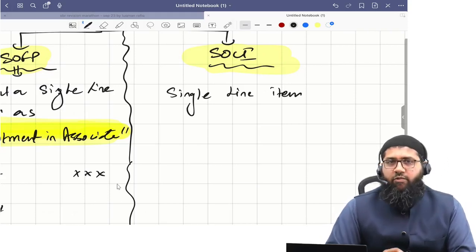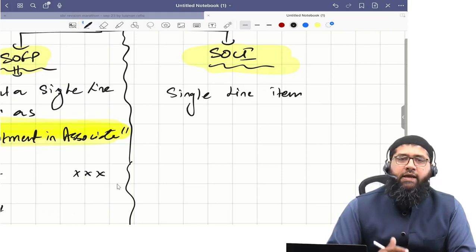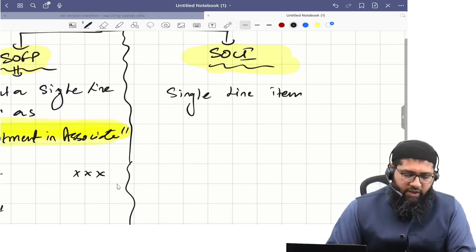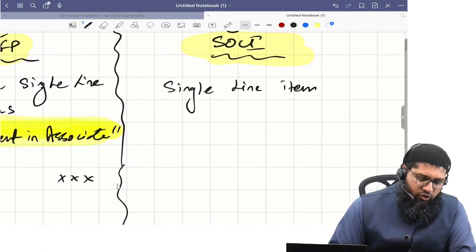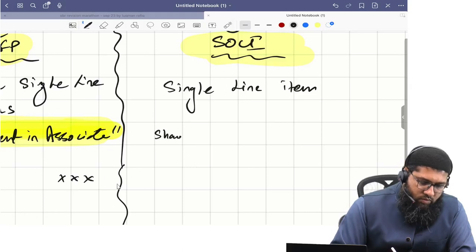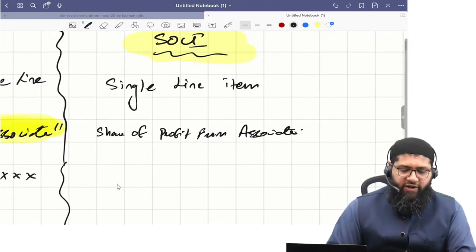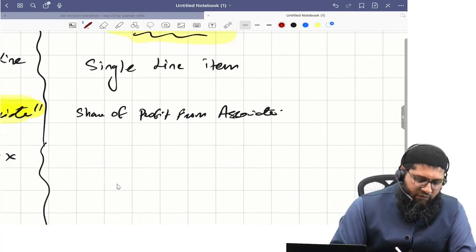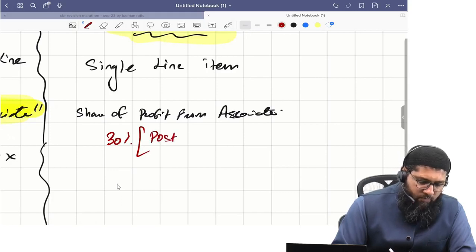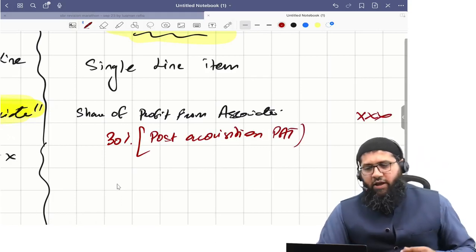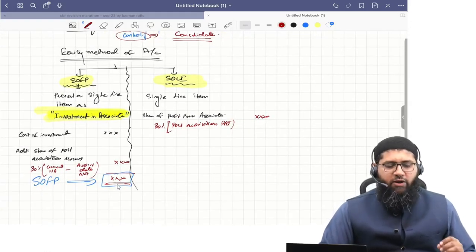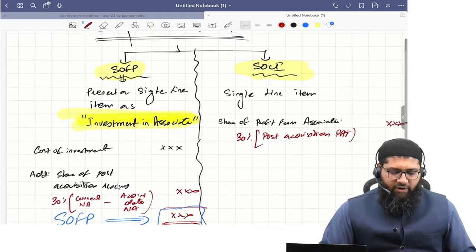Okay, so again, with respect to the statement of comprehensive income, we present a single line item. That single line item is the share of profit from associate. Whatever the profit after tax is, let's say you have a 30% holding, so whatever the post acquisition profit after tax is, you multiply by that and apply it. That's a single line item that you show in the statement of comprehensive income also. Whenever we have the equity method of accounting, that's how we do it.